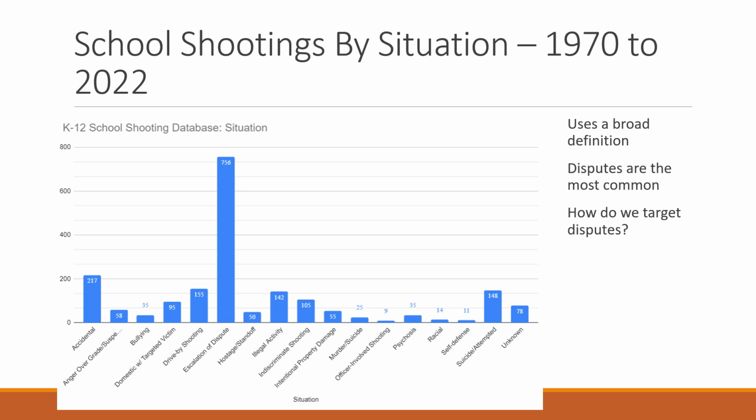The K-12 school shooting database gathers data from news sources and law enforcement sources. They use a broad definition and include cases where a gun is brandished, is fired, or a bullet hits school property for any reason. The database includes shootings at school events such as football games and suicides. These are not counted in other sources.